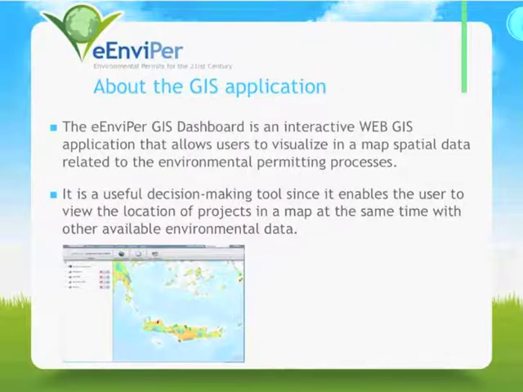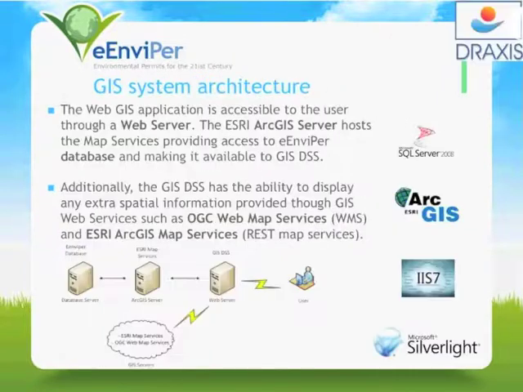In doing that, the application was going to be, let's say, a valuable decision-making tool, since it will allow users to view, for example, the locations of the projects that are in the environmental permitting process, at the same time with other information like the Natura protected areas or water bodies or other information that are related to the environmental permitting procedure.